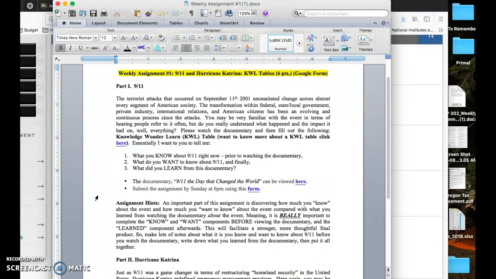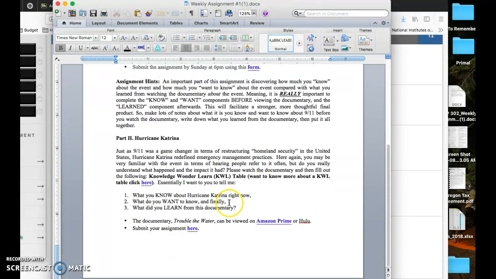Okay, so then you do number 3. So 1 and 2 before the documentary. Watch the documentary, take notes, give me what you learned. And then you do the same thing for Hurricane Katrina and turn both of them in.